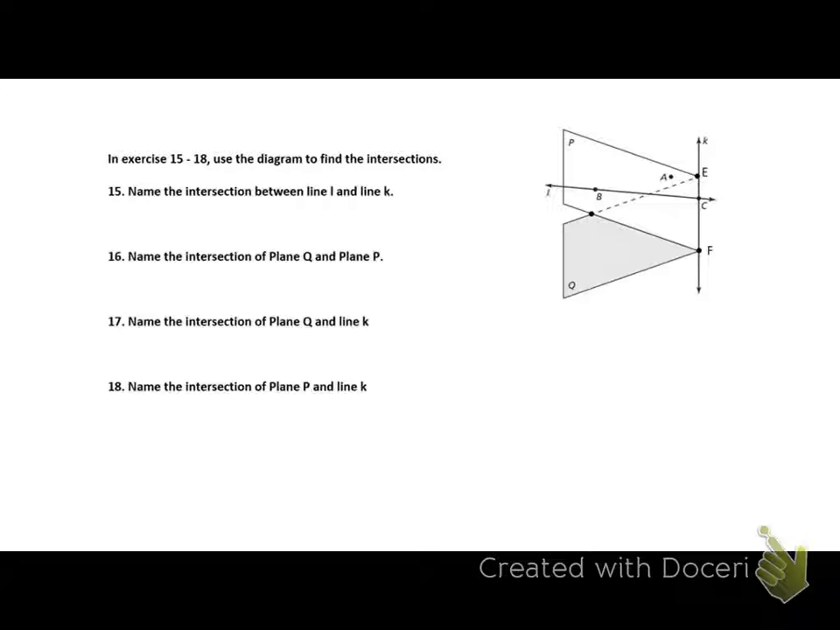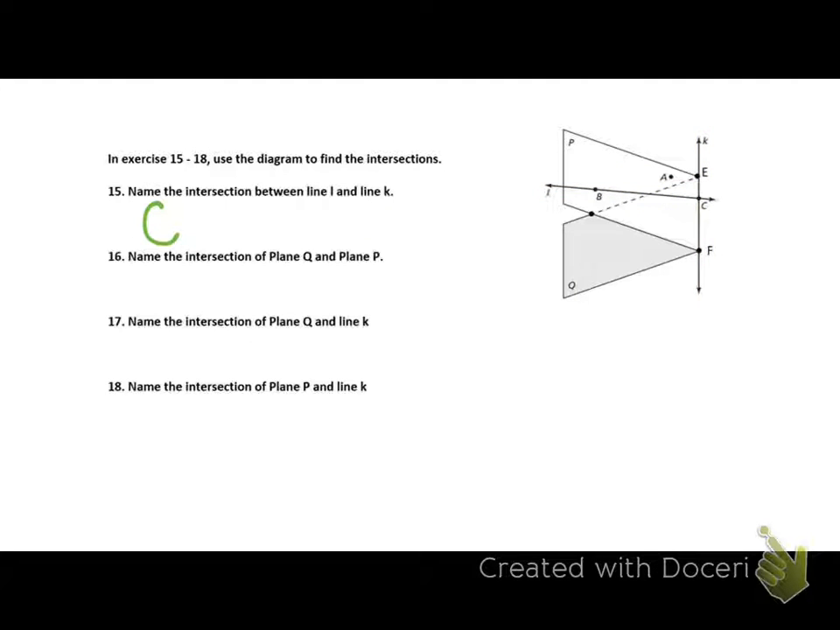We're going to answer these. It says name the intersection between line L and line K. So intersection means where both things touch. So where do line L and line K touch? Point C. So you can write point C or you could just write C. Point C.